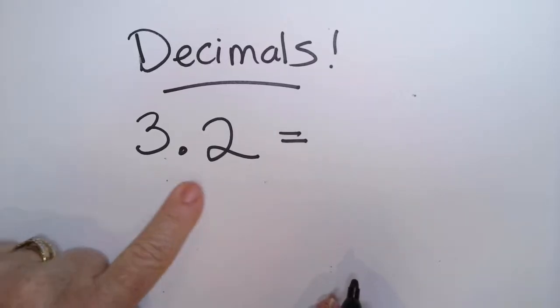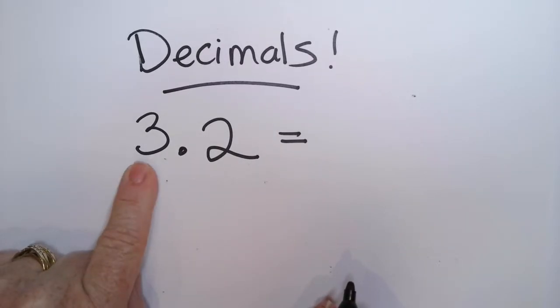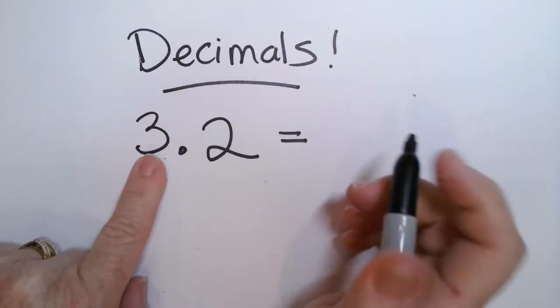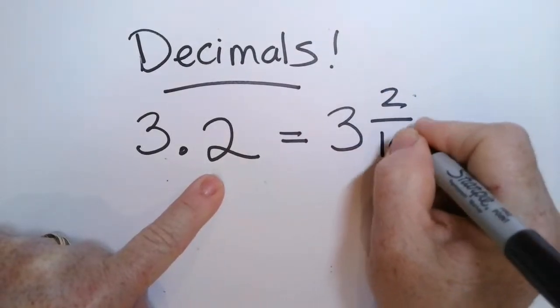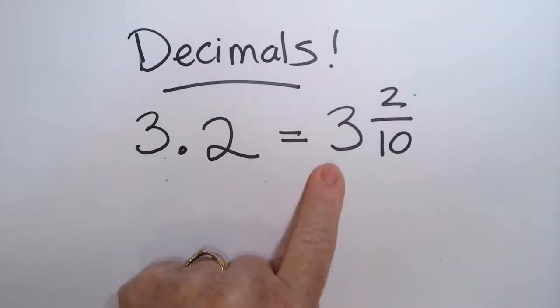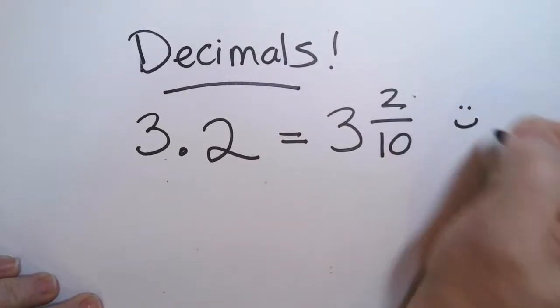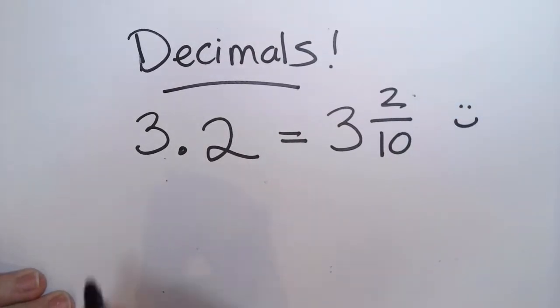Okay, so if we just say it out loud, that should help. This is 3. This is the whole number 3. 3 and 2 tenths. Yeah? Did you get that? All right, I know, we're waking up. Yay! Okay, let's do another one.